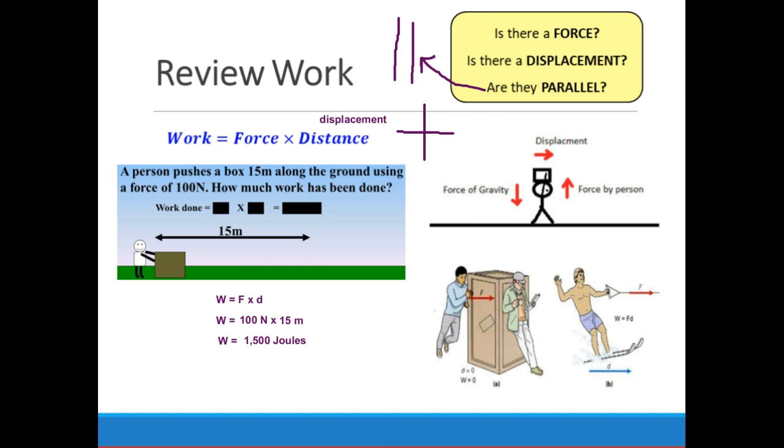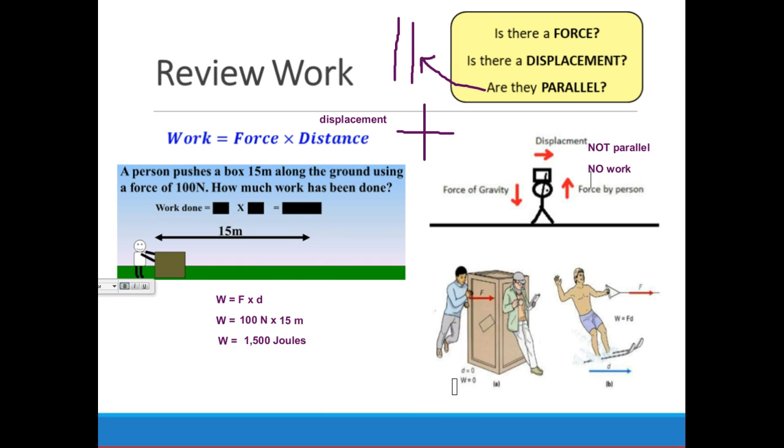So for example, right here, taking a look at this person whose force is upwards because he's holding a box up, but he's walking to the right. Are these things parallel? If his force is upwards, but his displacement is to the right? No, they are not parallel, right? These are actually perpendicular to each other. So if they're not parallel, has he done any work? No, therefore no work. Exactly.